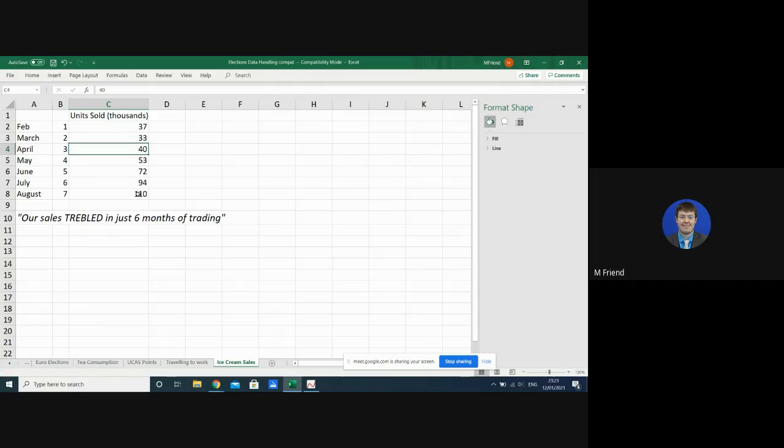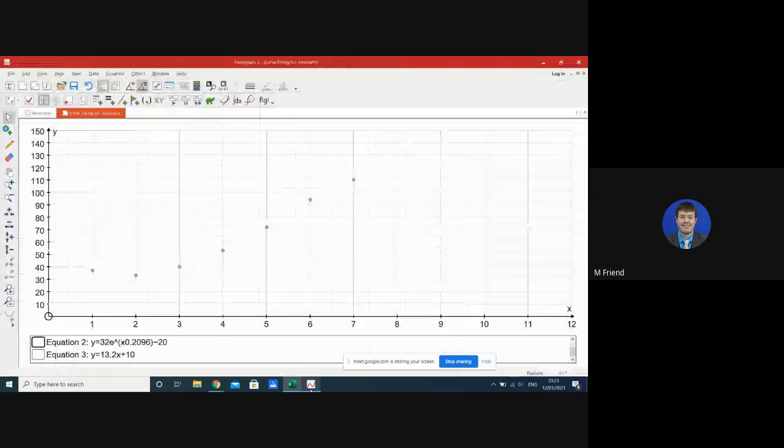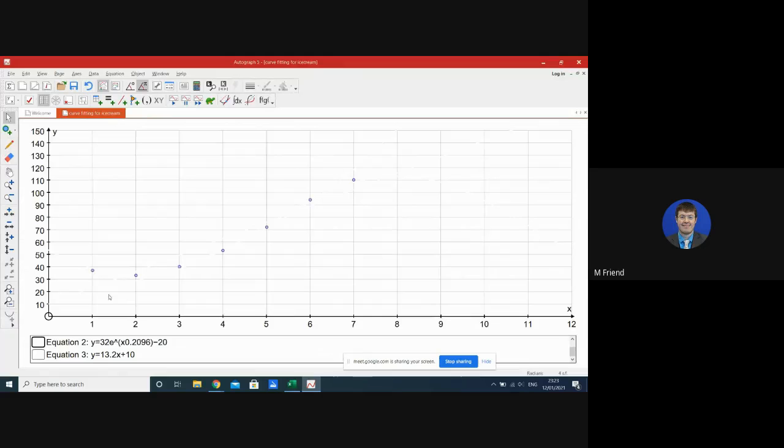So I'm going to draw a graph of this information here, but I'm not going to do it in Excel. I'm going to do it in a slightly more powerful piece of software. I'm going to use Autograph. And this is what it looks like. So my first month's sales figures are up here, and then my second month's sales figures are here. So the label on this axis here should be units sold in thousands, and down here it's the month number that I was open.